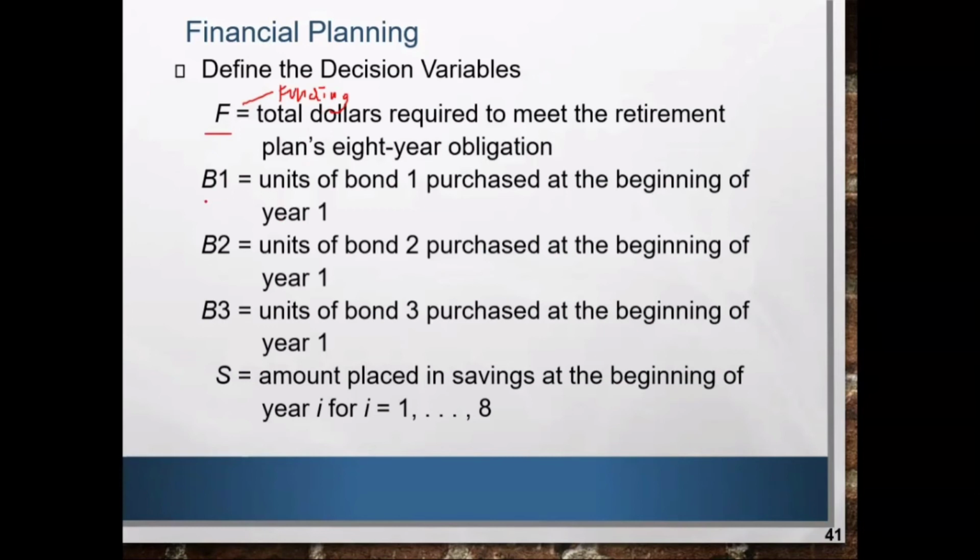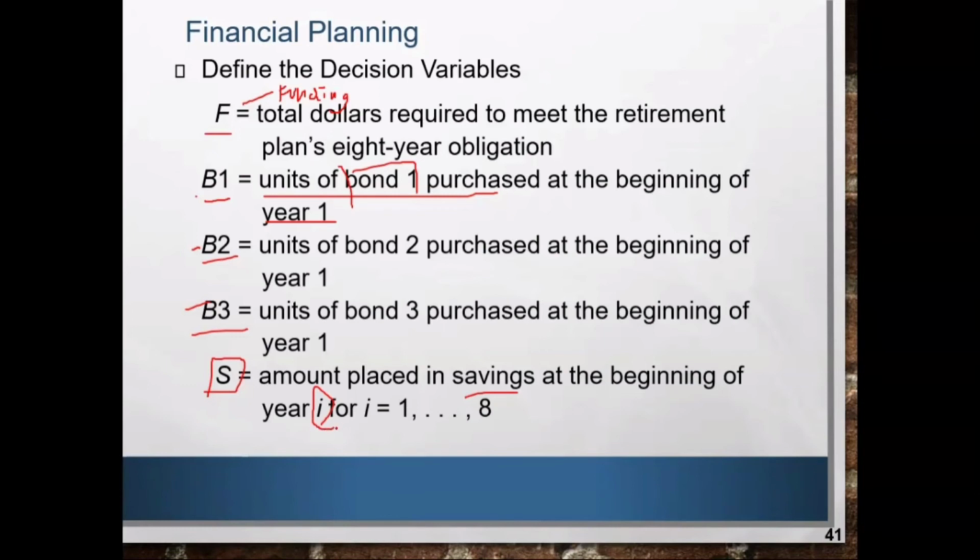So, yes, we have B1, units of bond 1 purchased at the beginning of year 1. B2, units of bond 2 purchased at the beginning of year 1, and B3, units of bond 3 purchased at the beginning of year 1. I just call them bond 1, bond 2, bond 3 so it's not confusing. So, S, this is savings: amount placed in savings at the beginning of the year.